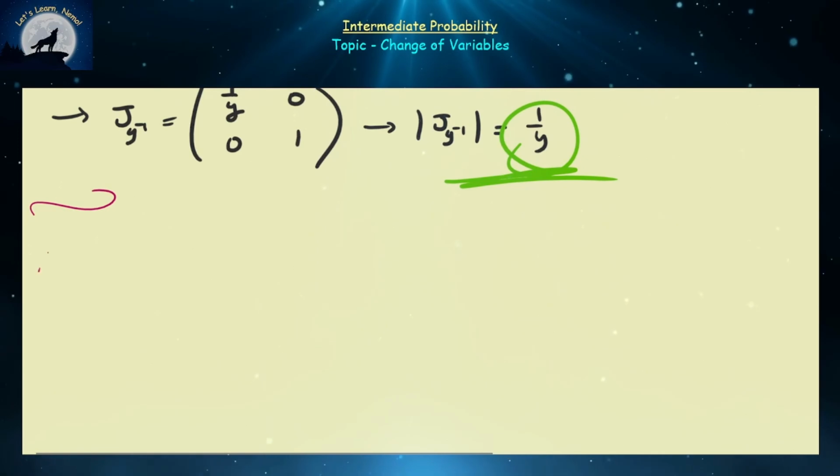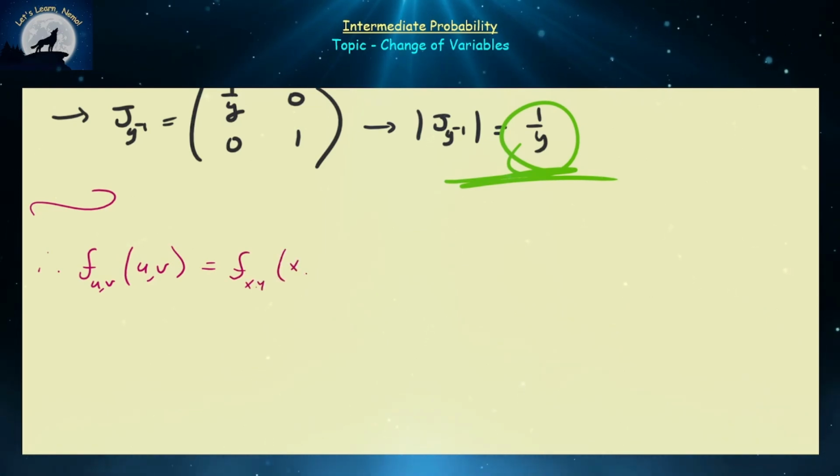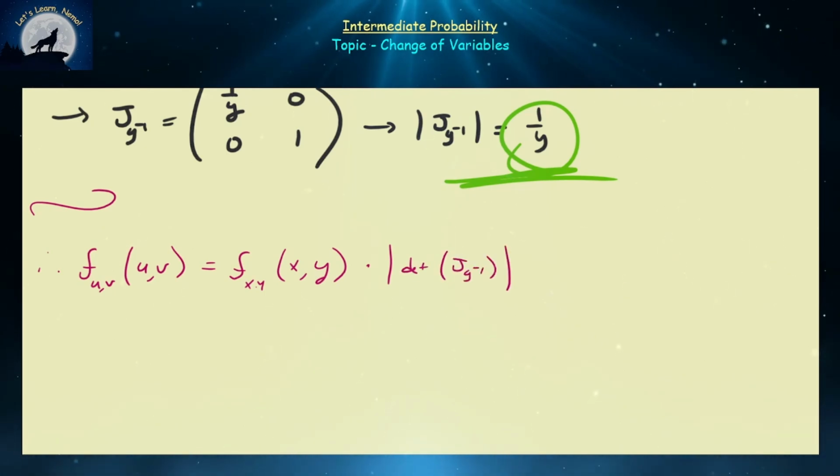So therefore, we have the joint density function between U and V. Let's just recall the formal statement: it is f_XY(x, y) times the absolute value of the Jacobian of the inverse. Sometimes people just write J as the determinant, but it really doesn't matter as long as you know what's going on. So that's the general change of variables formula, multivariate version.